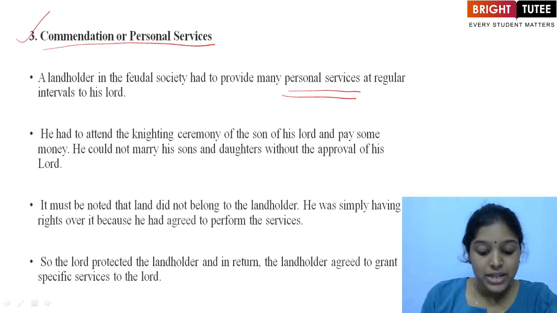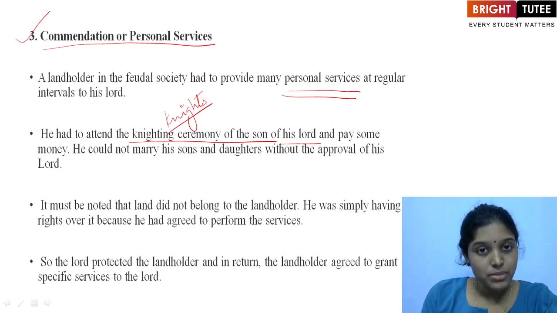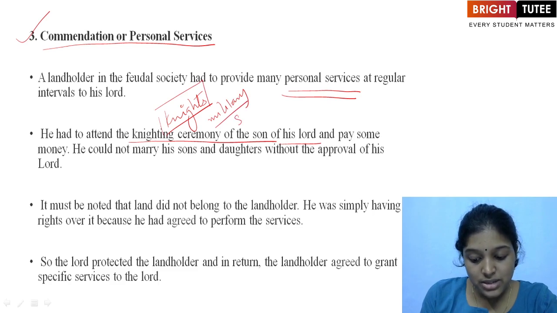The man had to attend the knighting ceremony of the son of his lord. Knights are an important category in the feudal structure, and we'll come to the definition of this term later. We'll be dealing with it in detail in this chapter itself. We'll be looking at who knights are and what their significance is. Knights, in a simple sense, are military men, that is, those who provided military services to the lord and the king.